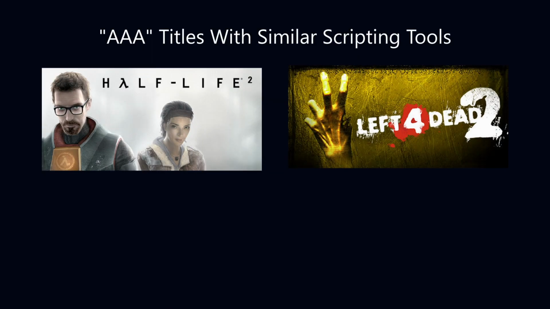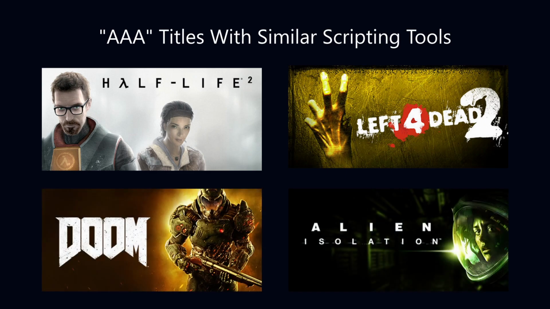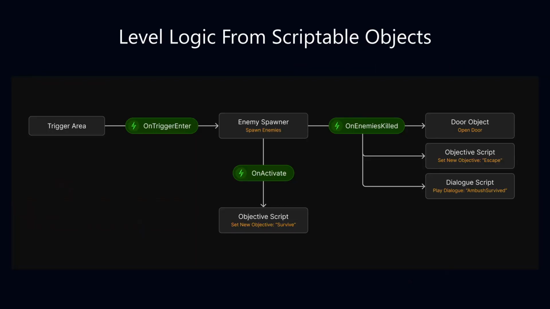This approach to level scripting is similar to the Source engine that Valve used to develop games such as Half-Life and Left 4 Dead. The same goes for the Doom series developed by id Software or Alien Isolation developed by Creative Assembly. These are huge AAA titles that all handle level logic in this way. Of course, simply connecting actors together in and of itself is not enough.